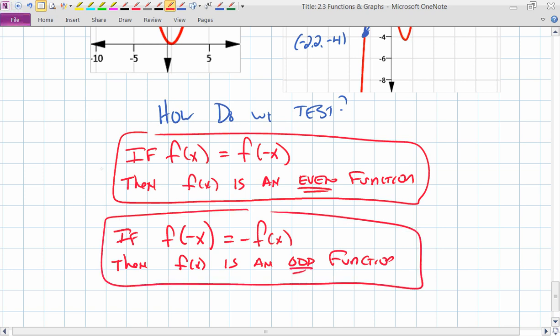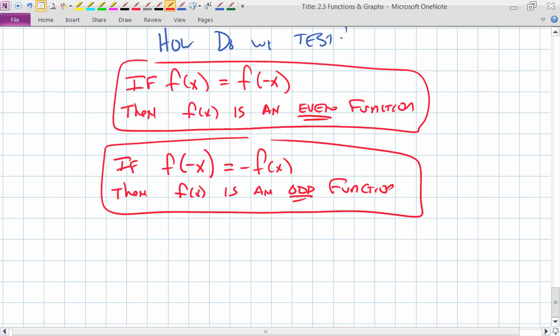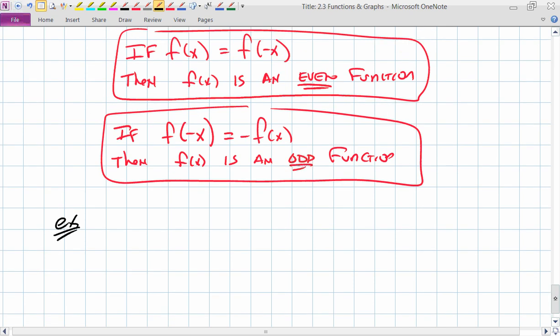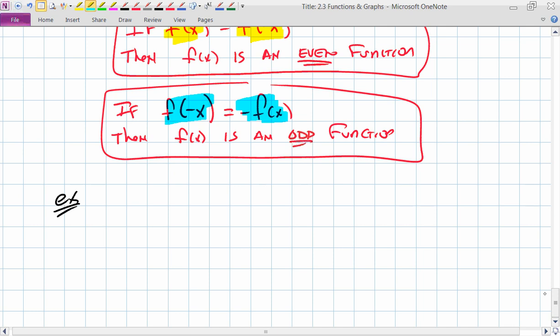So this is the test of how we perform to see if the function we're given is either even or odd, and I will show you an example of this. No, they're not the same thing. They look the same. This one is comparing f of x with f of negative x. This one is comparing f of negative x with the negative of f of x, and they are different. So let me give you one example because we're really crunched for time here at the end of the day. Let's say we're given this function here. F of x is equal to x times the square root of 1 minus x squared.